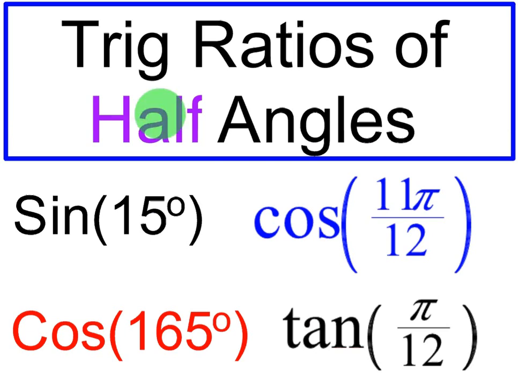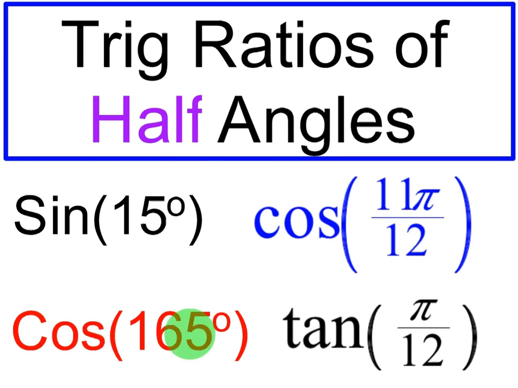We're going to be using half-angle formulas to figure out trig ratios at certain degrees or radians. So for example, what if we wanted to know sine of 15 degrees? This isn't really on the standard unit circle, but we can actually use half-angle formulas to figure that out. Same for cosine of, say, 11 pi over 12. Anything over 12, you can use a half-angle since you know over 6 to figure out a trig ratio.